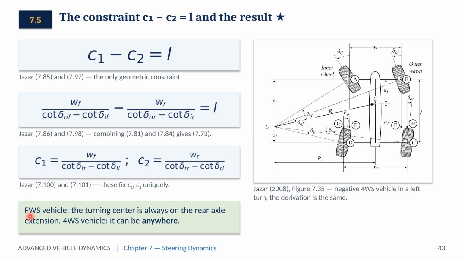The conclusion worth remembering. In a front-wheel steering car, the turning center always lies on the extension of the rear axle, whereas in a 4Ws car, it can lie anywhere. For a negative 4Ws vehicle, the derivation is exactly the same.